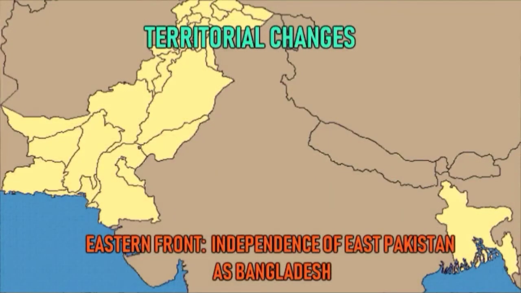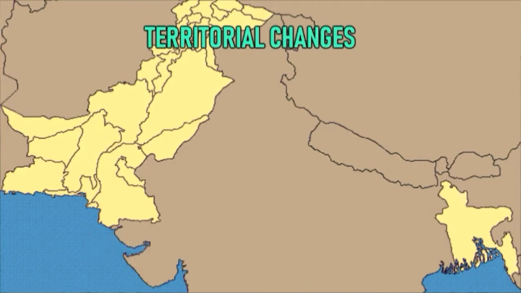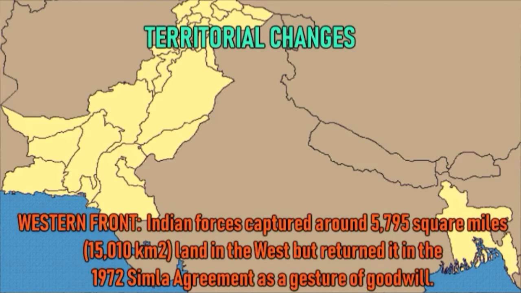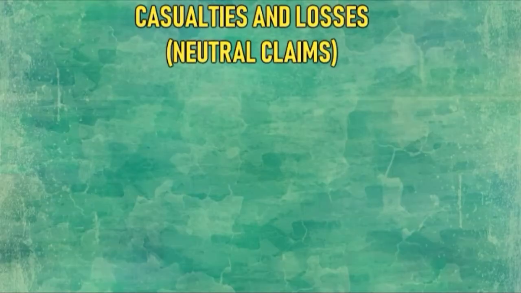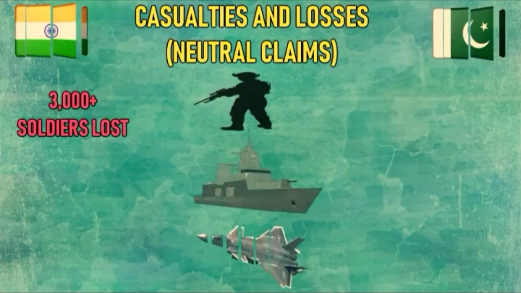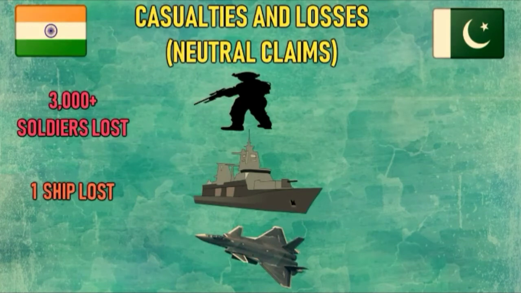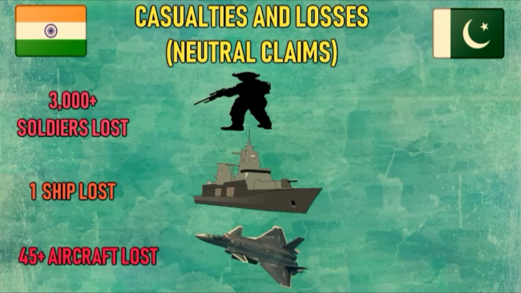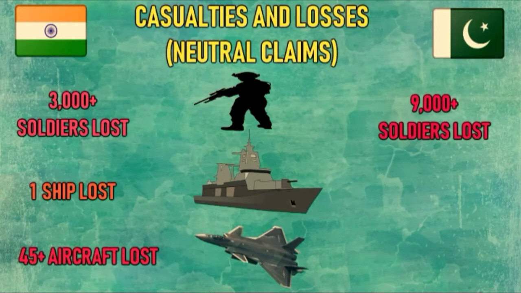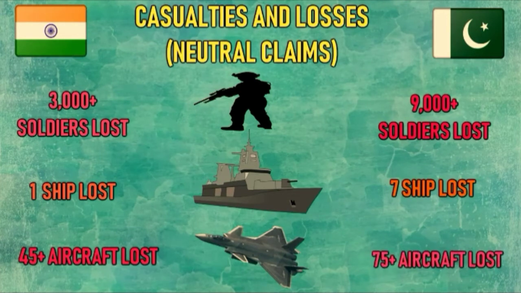Territorial changes. Eastern Front. Independence of East Pakistan as Bangladesh. Western Front. Indian forces captured around 5,795 square miles of land in the west, but returned it in the 1972 Simla Agreement as a gesture of goodwill. Casualties and losses. India, 3,000 plus soldiers killed. 1 naval ship lost. 45 aircraft lost. Pakistan, 9,000 plus soldiers killed. 90,000 plus soldiers captured. 7 naval ships lost. 75 aircraft lost.